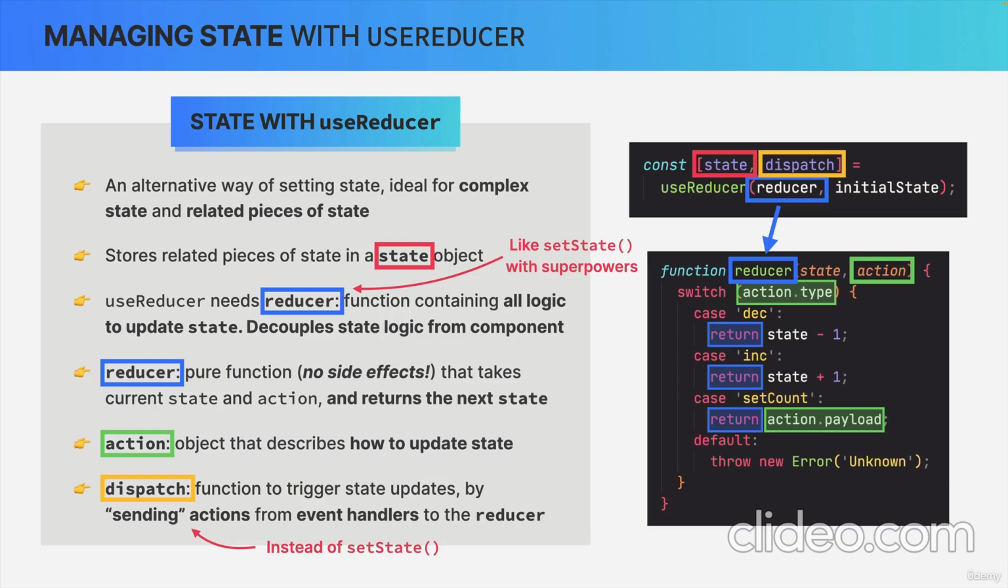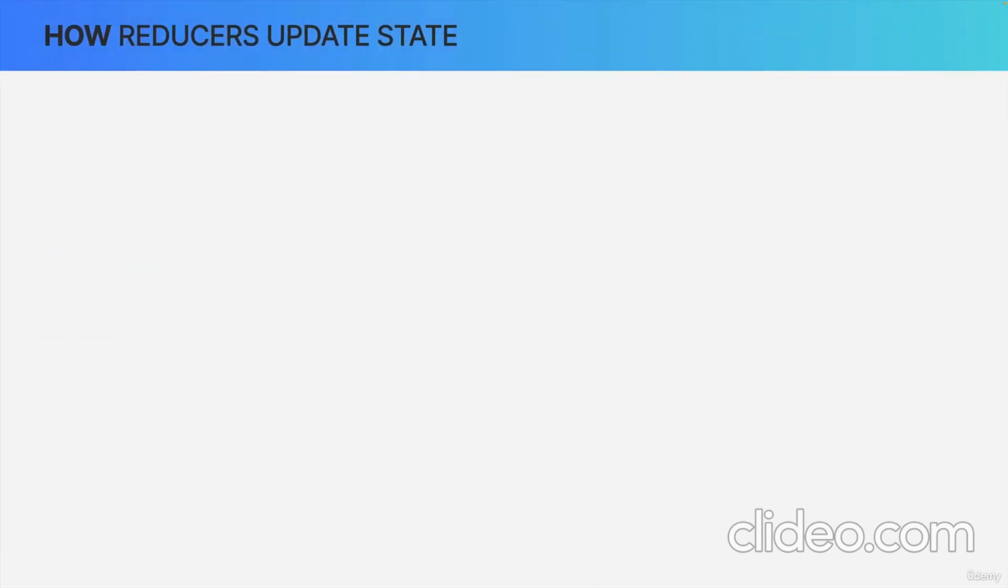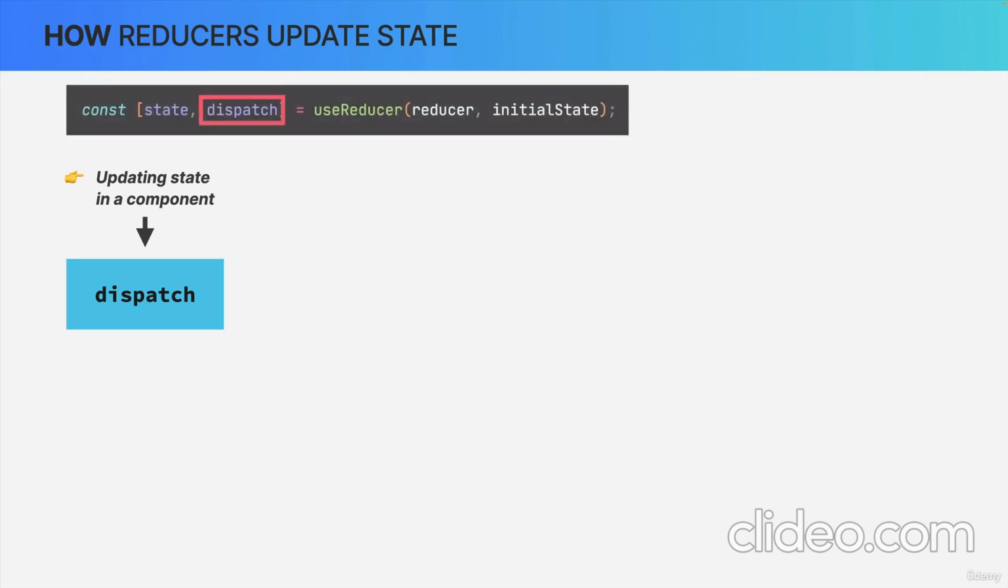So an action object, a dispatch function, a reducer, and a state object. But now let's also look at a diagram to really see how all of these pieces actually fit together in order to update state. So let's say that we're in an event handler in some component, and we now need to update some state. So what do? Well, that's right. We call the dispatch function that we got back from useReducer in order to dispatch an action to the reducer.